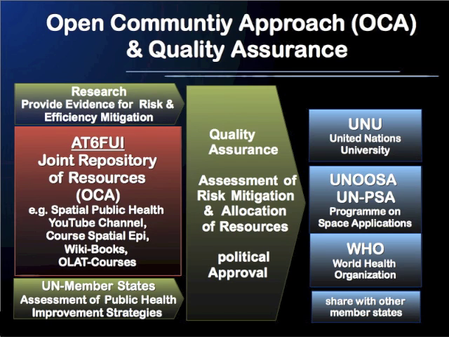This open content approach, open community approach, is only one side. When it comes to organizational structures like United Nations University, UNOOSA, United Nations Programme on Space Applications, and WHO, which can share and distribute this knowledge to other member states, it's relevant that this content is quality assured. A quality assurance framework has to be arranged around this joint repository of resources of the open community of practice. First of all, research can provide evidence for risk and efficient mitigation strategies for public health risk. On the other hand, the United Nations member states can have a national assessment of risk mitigation strategies and improvement strategies for the public health risk.